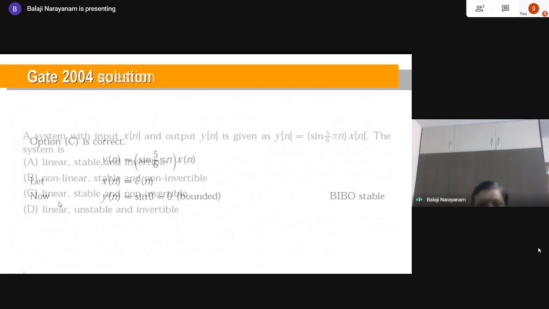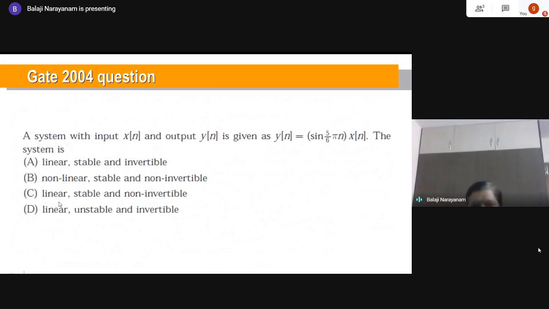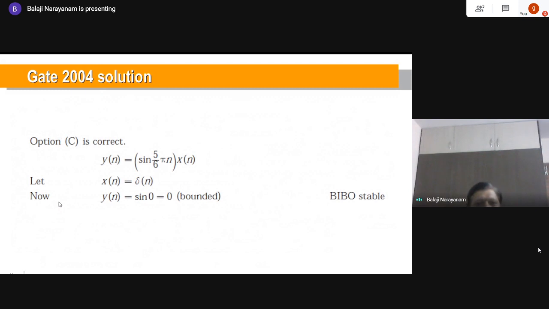So we can check here y of n is equal to sin(5π/6 n) x of n. Let x of n be delta of n. So y of n is equal to sine of 0. So it is bounded. So we may conclude it is a stable one, linear, stable and non-invertible. So we may conclude these things very easily.